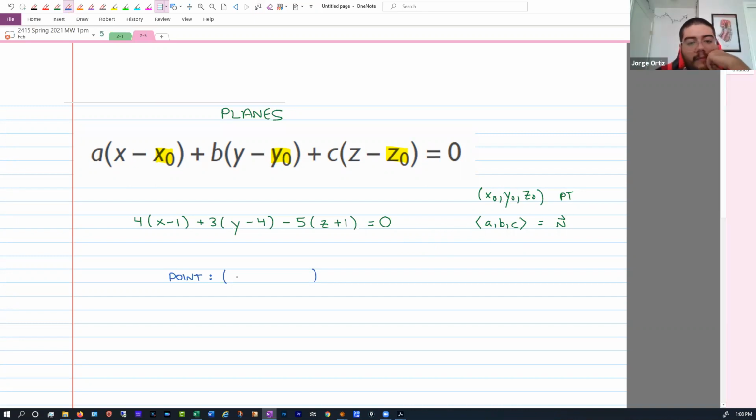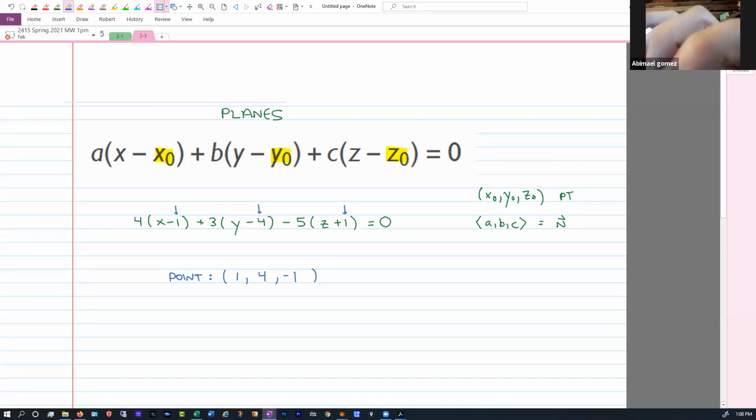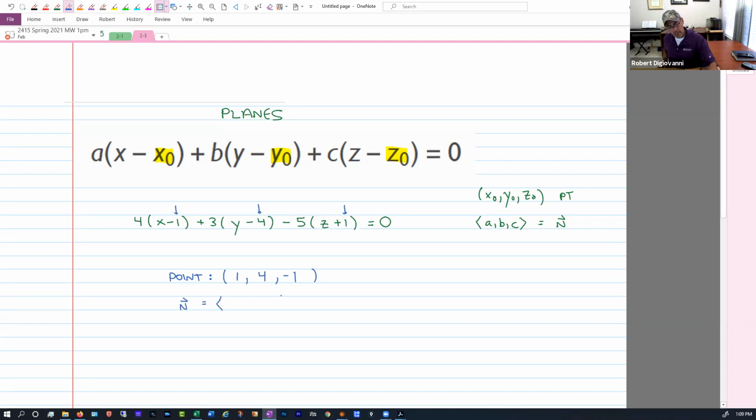1, 4, -1. Just by looking at that equation, I can tell from this number and this number that the point 1, 4, -1 has to be on the plane. Okay, it has to be. And then I also know that the normal vector for this plane would be the vector what? 4, 3, -5, right? Okay, so that was your first example.